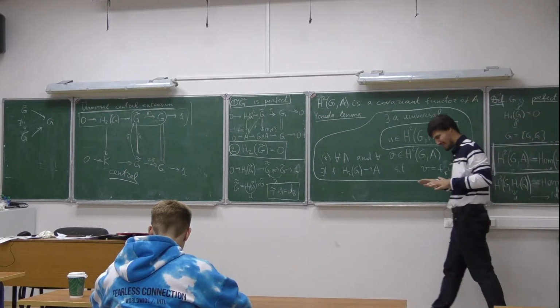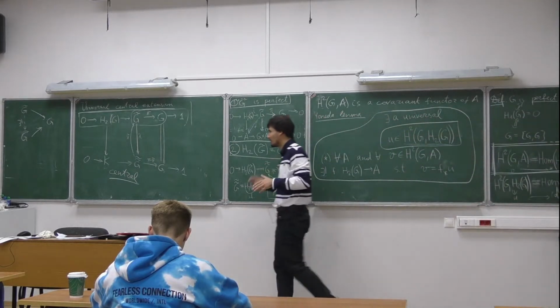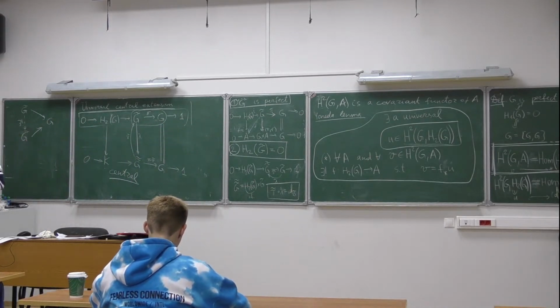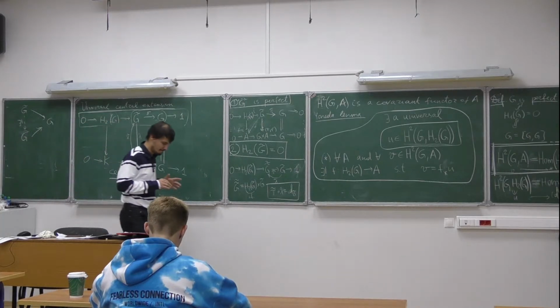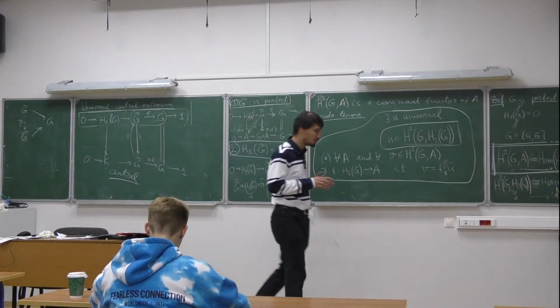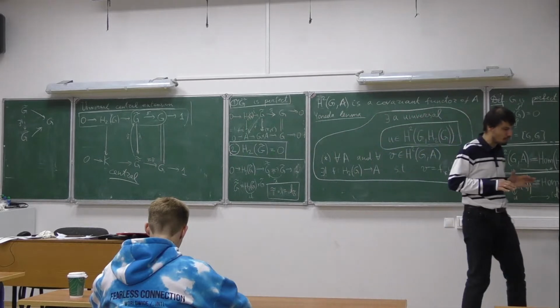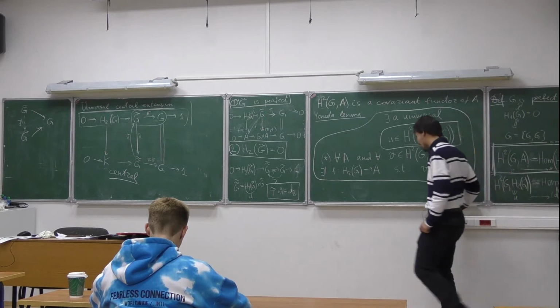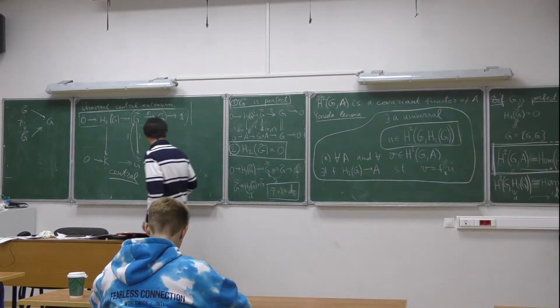I will give the construction, but I will not prove that the thing I construct is indeed universal. To prove this, you need to go through two proofs. Well, we have two things.